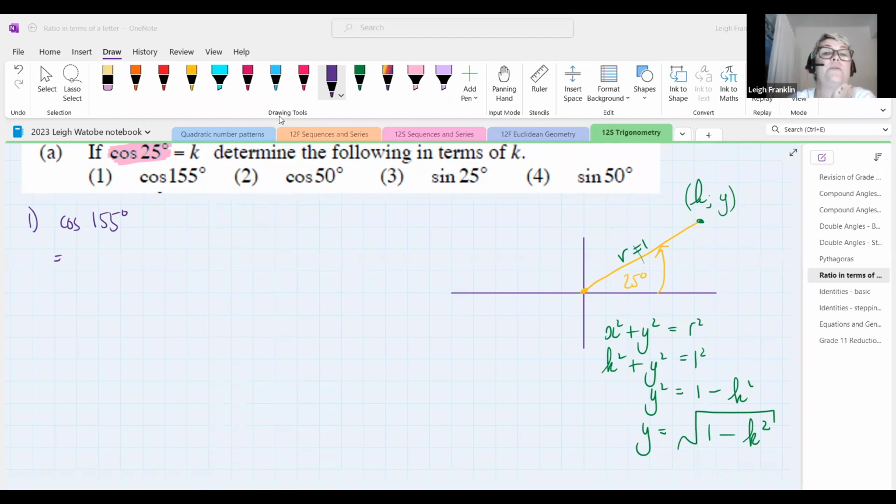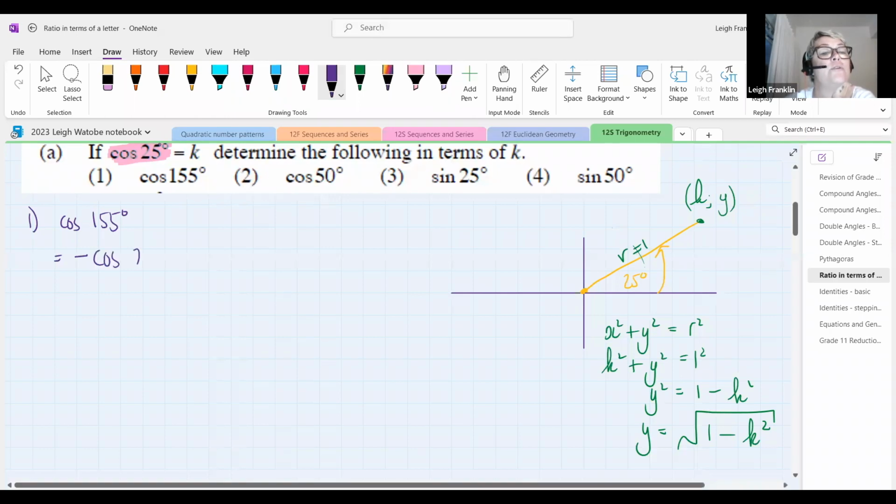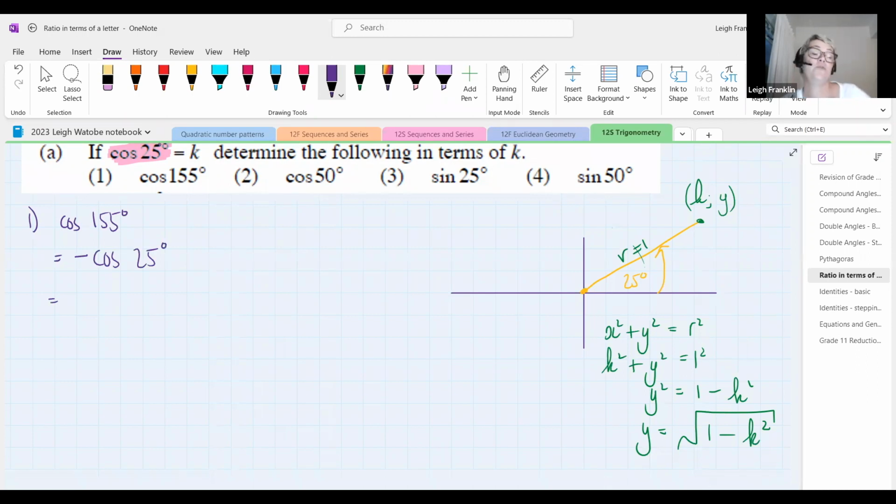Absolutely. We would use our normal reduction formulae, 180 minus, and this would reduce to negative cos 25. So just be careful about the negative. If you're saying 180 minus, it's quadrant 2, so you would reduce it to negative cos 25. You know that k is equal to the cos of 25, so this would be equal to negative k. So that one's quite easy. 1 mark for reducing, 1 mark for our answer. Second question now, Matrix, the cos of 50.